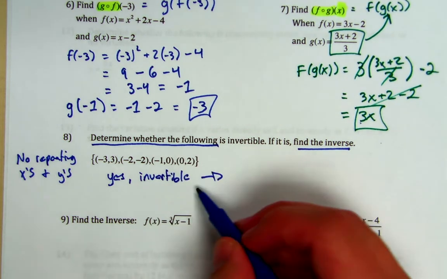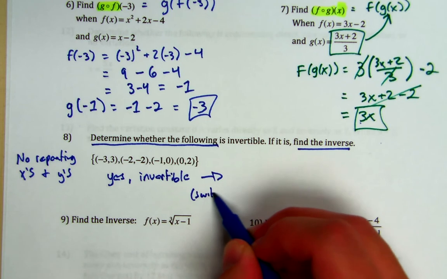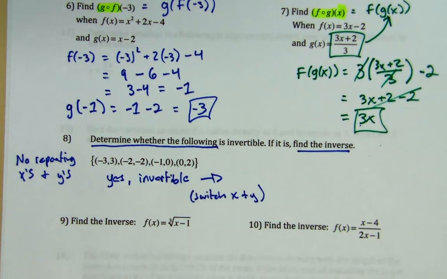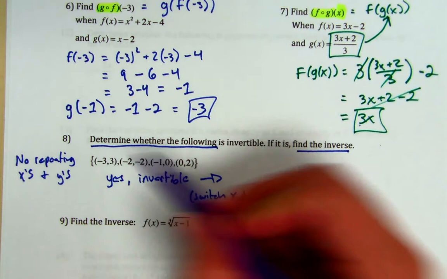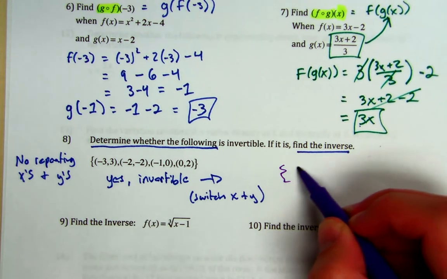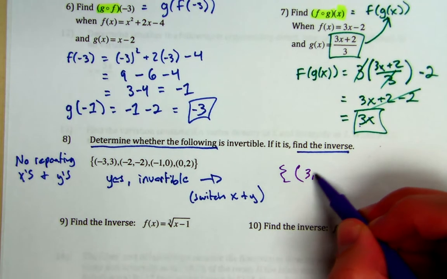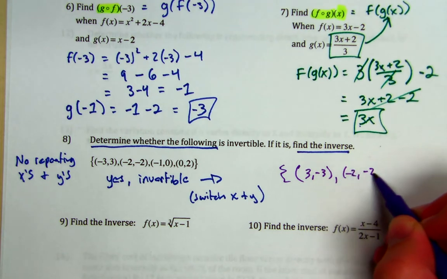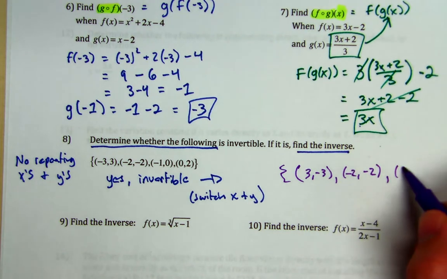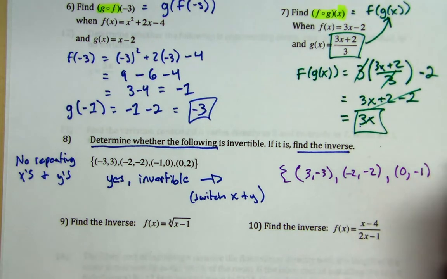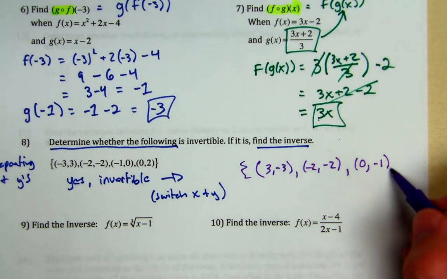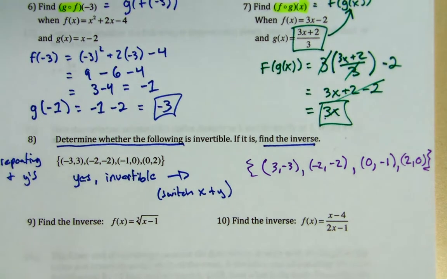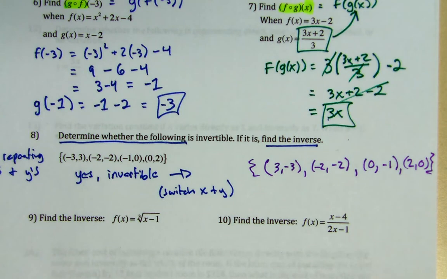So to invert it, we switch x and y for every pair. So switch x and y, we get the set of 3, -3, switching them. Now -2 stays the same. 0, -1, and 2, 0. And that's our new set. That's the inverse here.